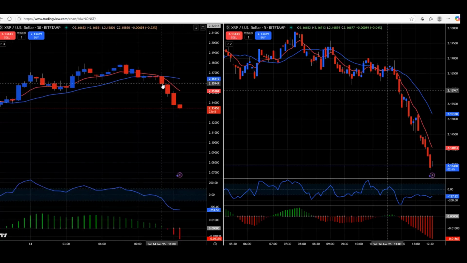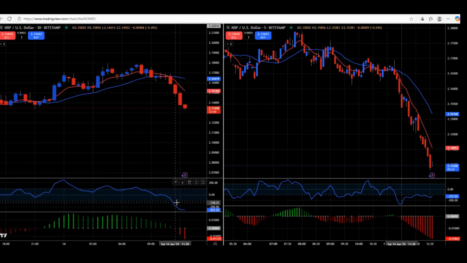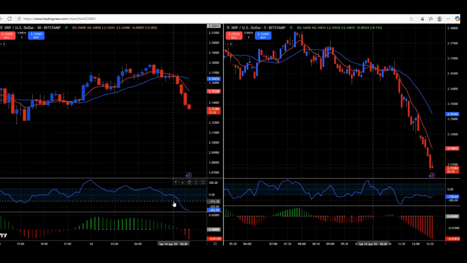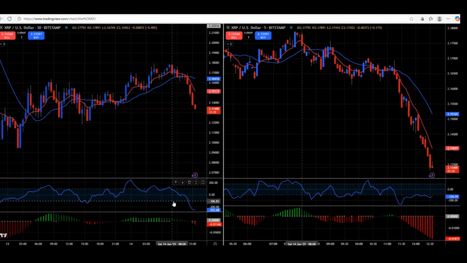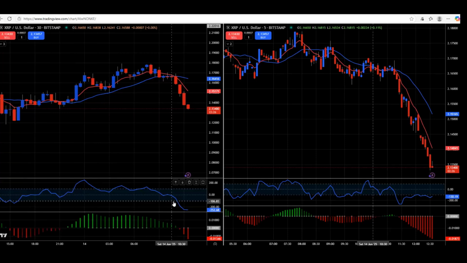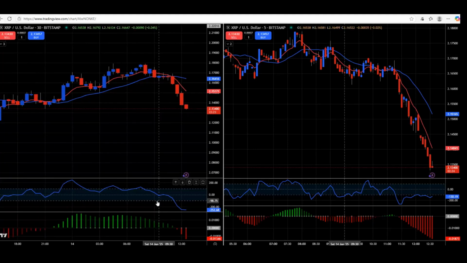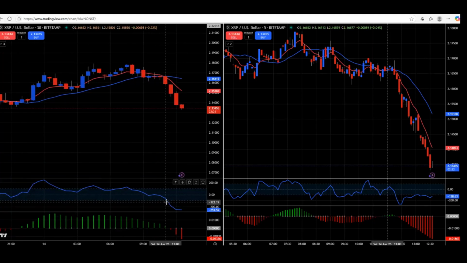Now, I just want to point your direction to the bottom of the chart in this area. We have this thing that looks like the RSI, which is not. It is the CCI, the Commodities Channel Index. What it does is give you the momentum of the moves and tells you the probability of when the market will pivot or change direction, right?